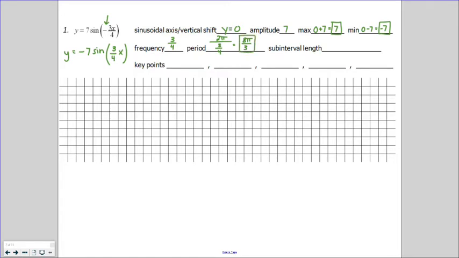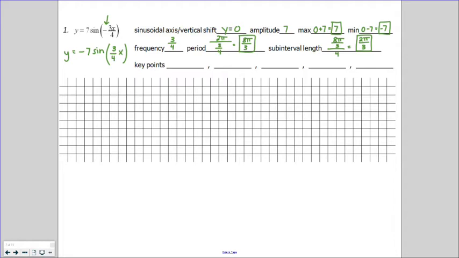Next, we've got to find the subinterval length because that's what we're counting by along the x-axis. To find the subinterval length, we take the period and we divide by 4. This is going to become 2 pi over 3. So we're going to be counting by 2 pi over 3. In order to get 2 full cycles, we need 2 periods of 8 pi over 3 radians. So we're going to need to get all the way to 16 pi over 3 radians in order to get 2 full cycles.